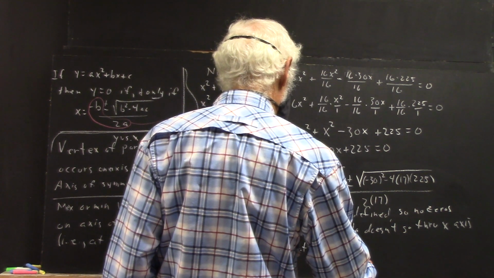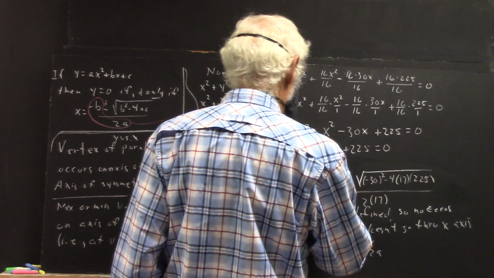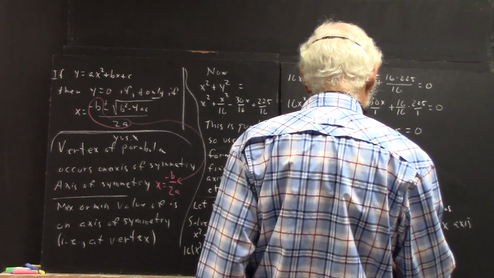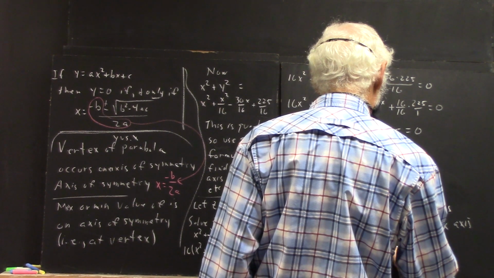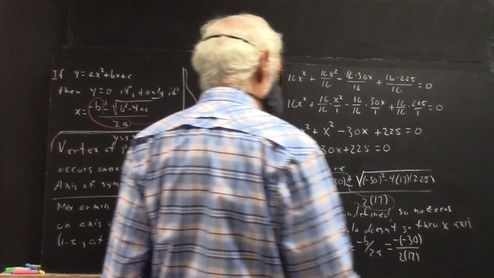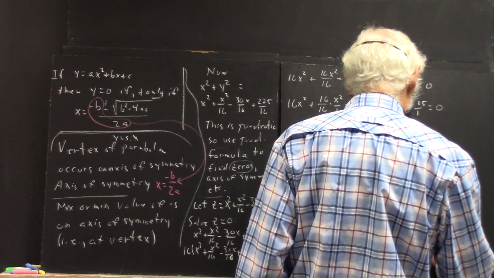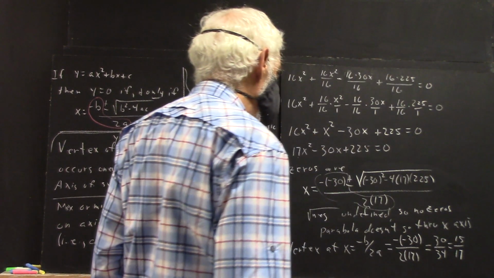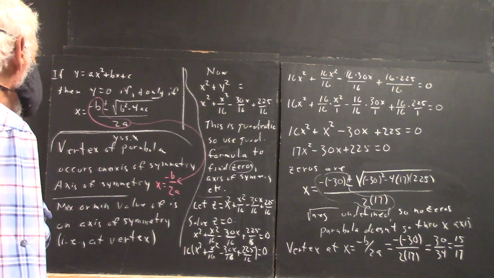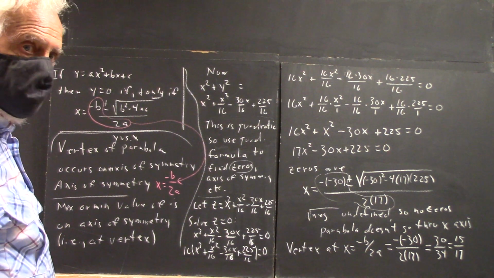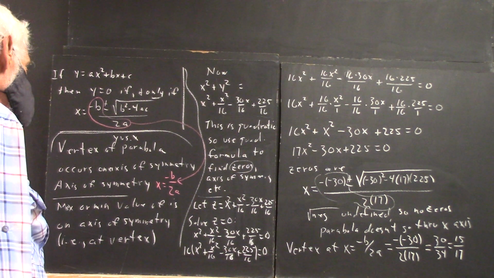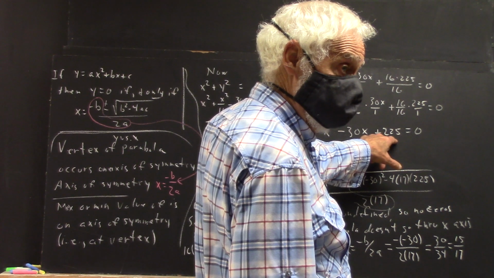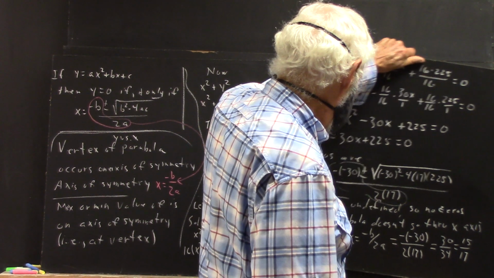Your vertex is at x equals negative b over 2a, which equals negative of negative 30 over 2 times 17, which is 30 over 34 or 15 over 17. The y-coordinate of the vertex you obtain by plugging this into this expression.